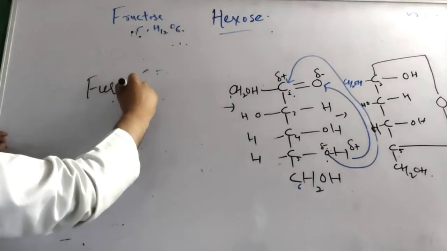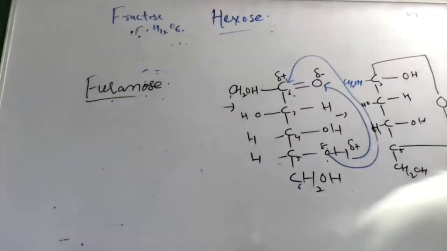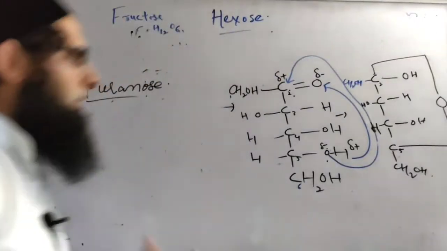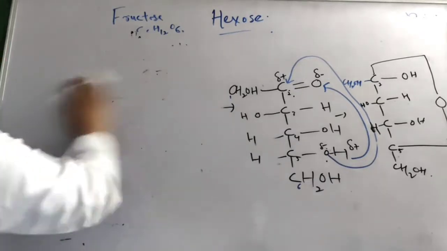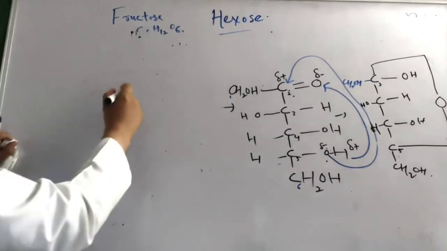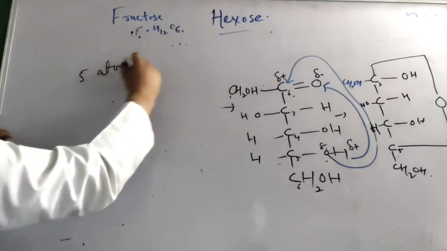fructose ring. In the case of 6 atoms in the ring, we called it pyranose. Here we have just 5 atoms in the ring and we call it furanose. So we have 5 atoms in the ring.